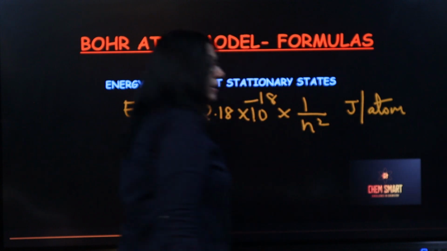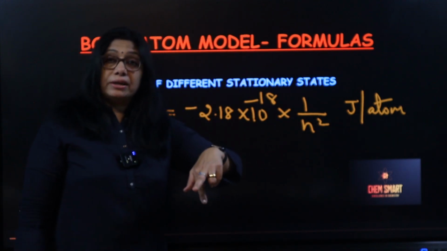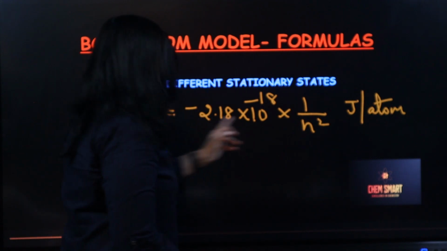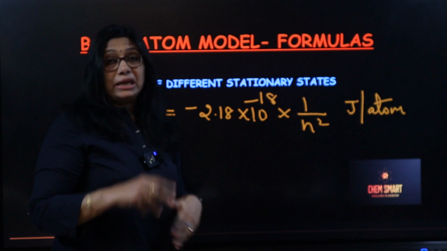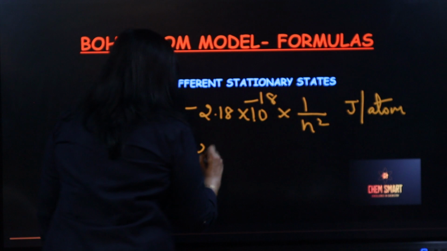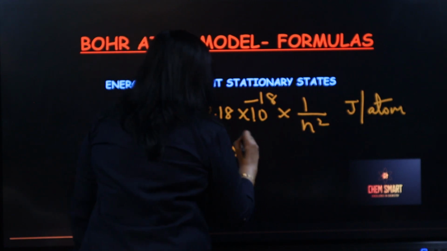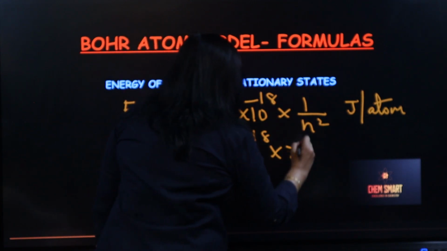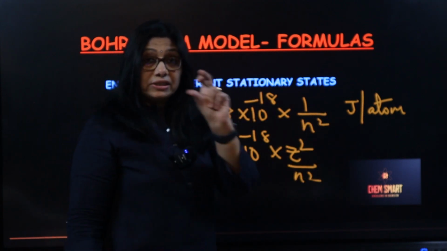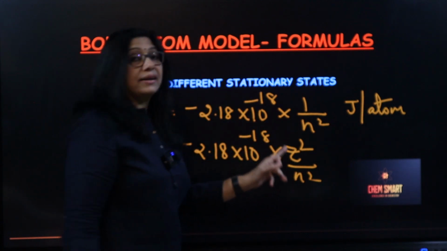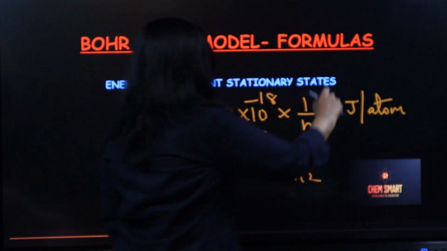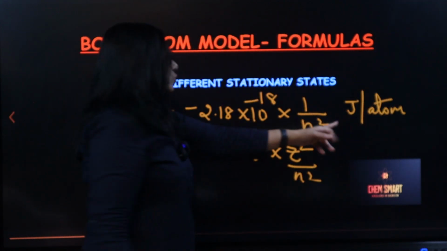Now, suppose you are not dealing with hydrogen. Hydrogen is a single electron system, and this is applicable for any single electron system. Suppose you are dealing with a multi-electron system. Then how can you modify this formula? En is minus 2.18 into 10 raised to minus 18 into Z square by n square. Here n is the orbit number, that is the stationary state number, and Z is the atomic number of the atom involved. Clear?